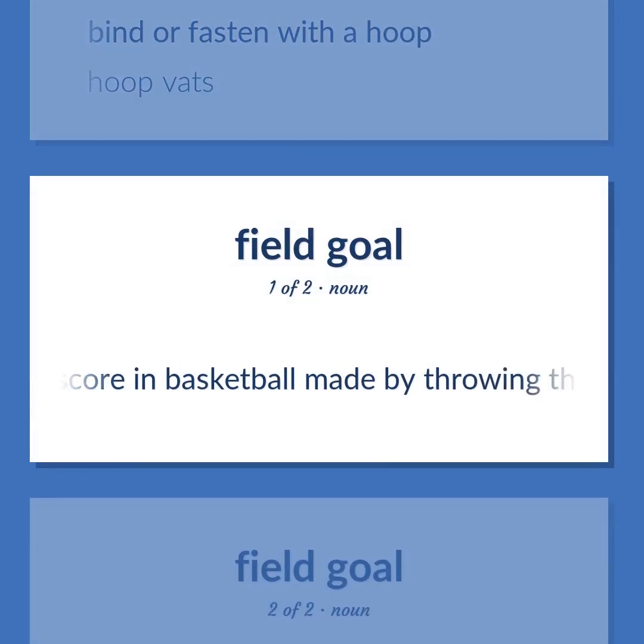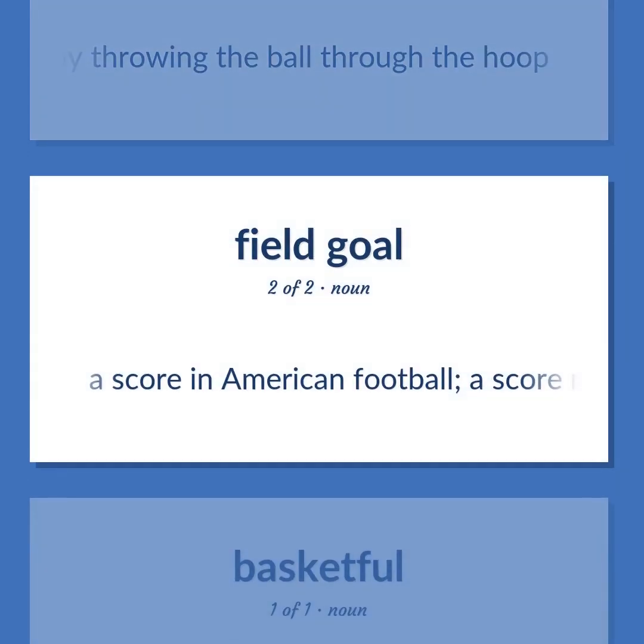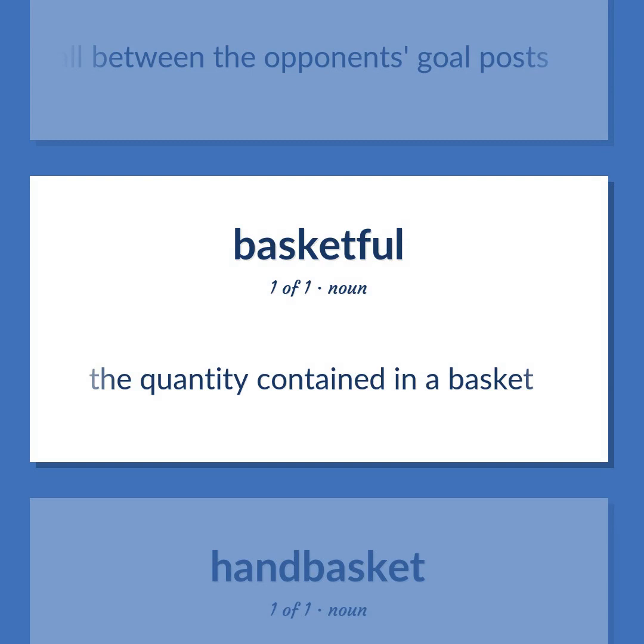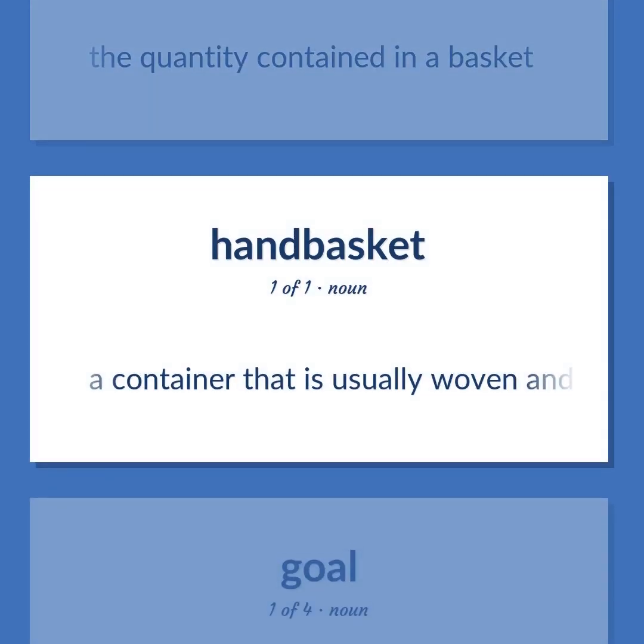A score in basketball made by throwing the ball through the hoop. A score in American football. A score made by kicking the ball between the opponent's goalposts. The quantity contained in a basket. A container that is usually woven and has handles.